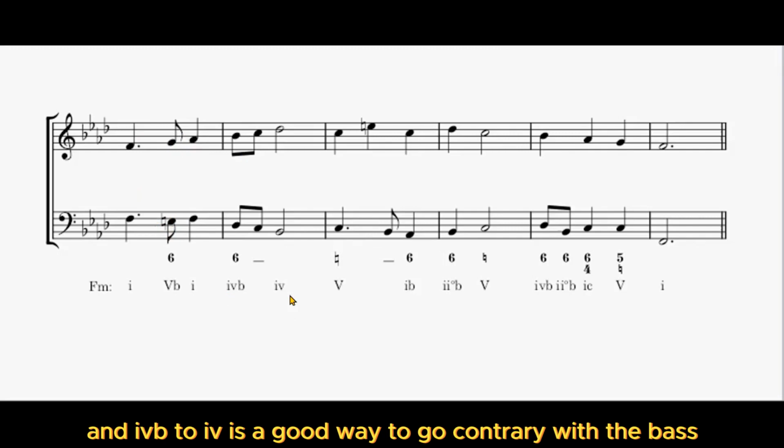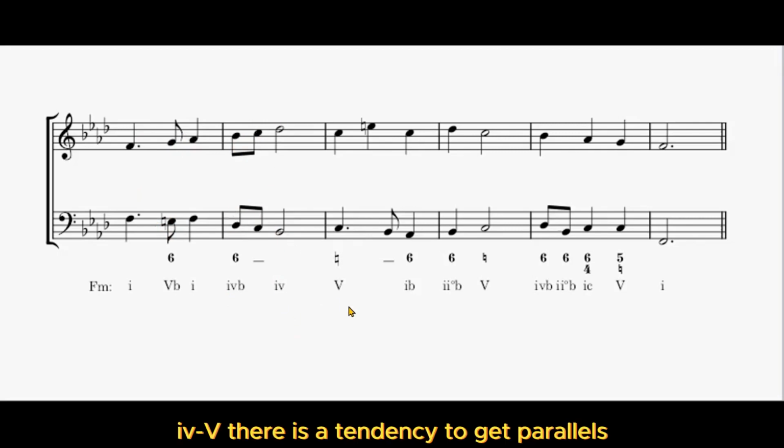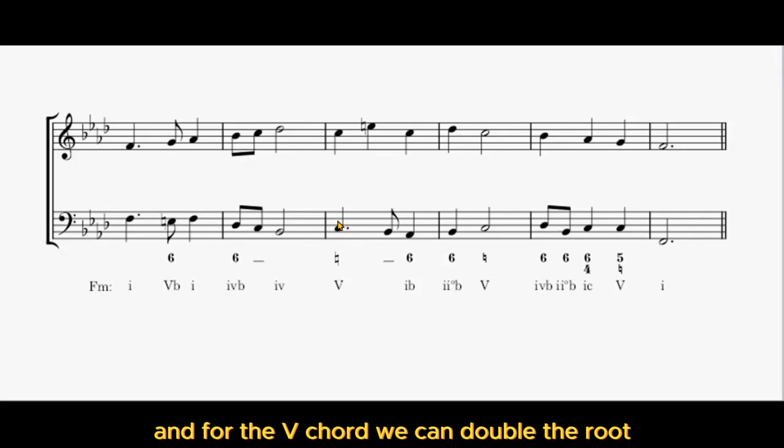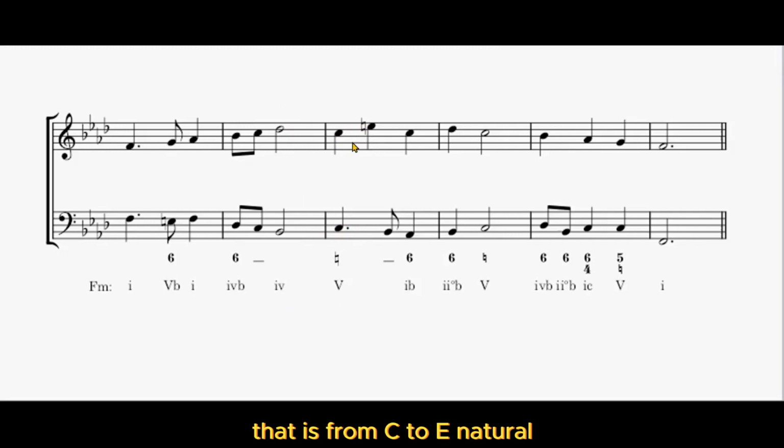Then 4B to 4 is a good way to go contrary with the bass. So just B flat, C, D flat. 4 to 5, there is a tendency to get parallels. So if we follow the down, down, down, up principle, then there won't be parallels. And for the 5 chord, we can double the root. The next one, I just changed the chord tone here, from C to E natural.